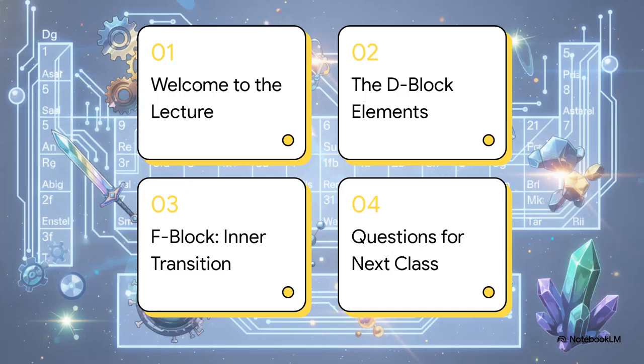Okay, here's our quick syllabus for today's explainer. 1. Welcome to the lecture. 2. The D block, the transition metals. 3. The F block, inner transition metals. And 4, we'll wrap up with some questions for the next class.